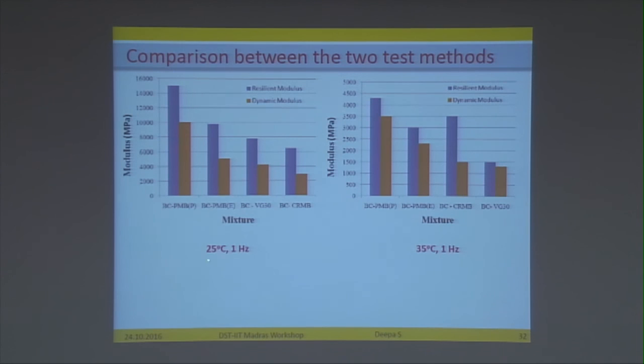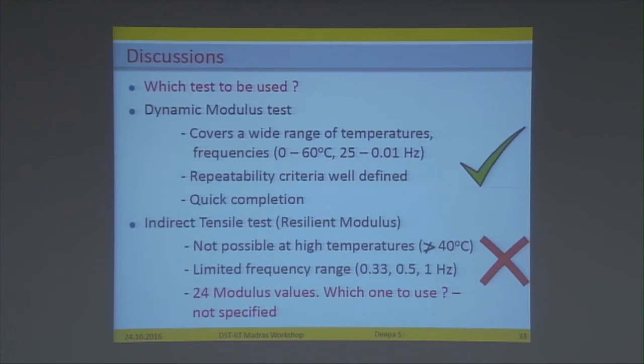However, we can see that at 25 degrees VG30 has higher resilient modulus and dynamic modulus than CRMB, whereas at 35 degrees, when the temperature increases, all the modified binders have higher resilient and dynamic modulus than the unmodified binder. So, coming to some conclusions or discussions, we have two test methods, and both are different in sample geometry and everything else, so which one to choose? How will we decide?